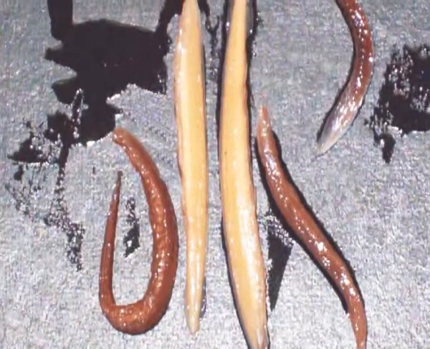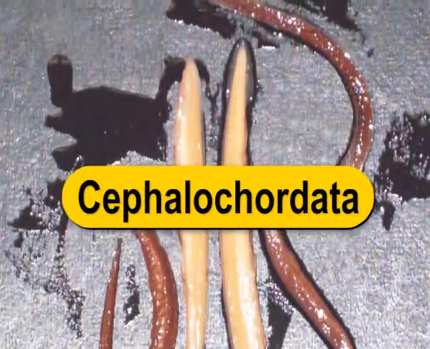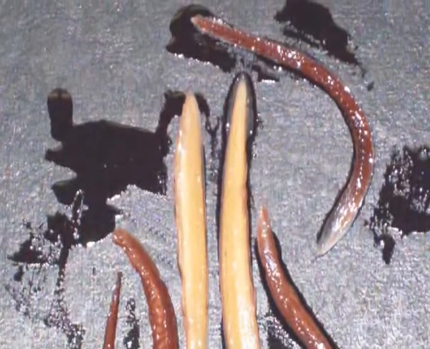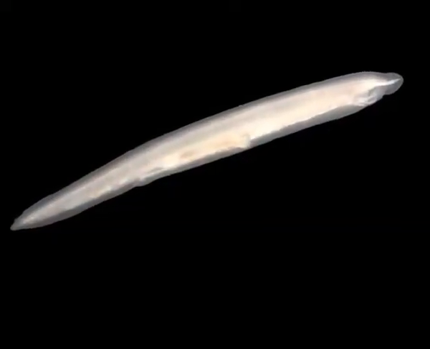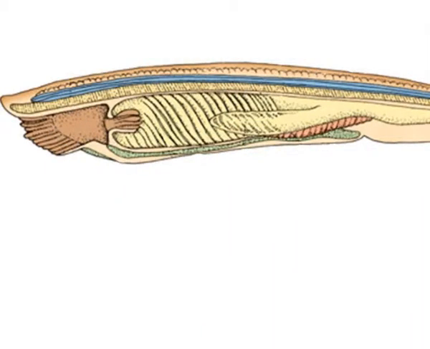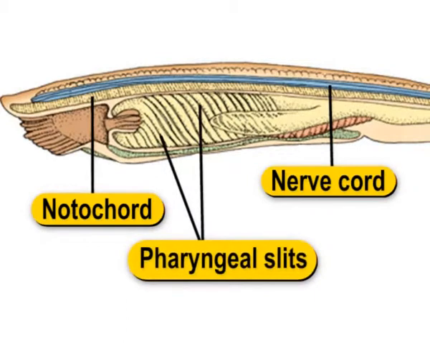The next subphylum is Cephalochordata. This is a small subphylum of very unusual creatures, commonly called lancelets or amphioxus. These animals are fish-like in appearance, but are invertebrates with a notochord and a nerve cord right above it. They lack bones, brain, eyes, and most other organs associated with the brain. Pharyngeal slits are numerous and well developed.